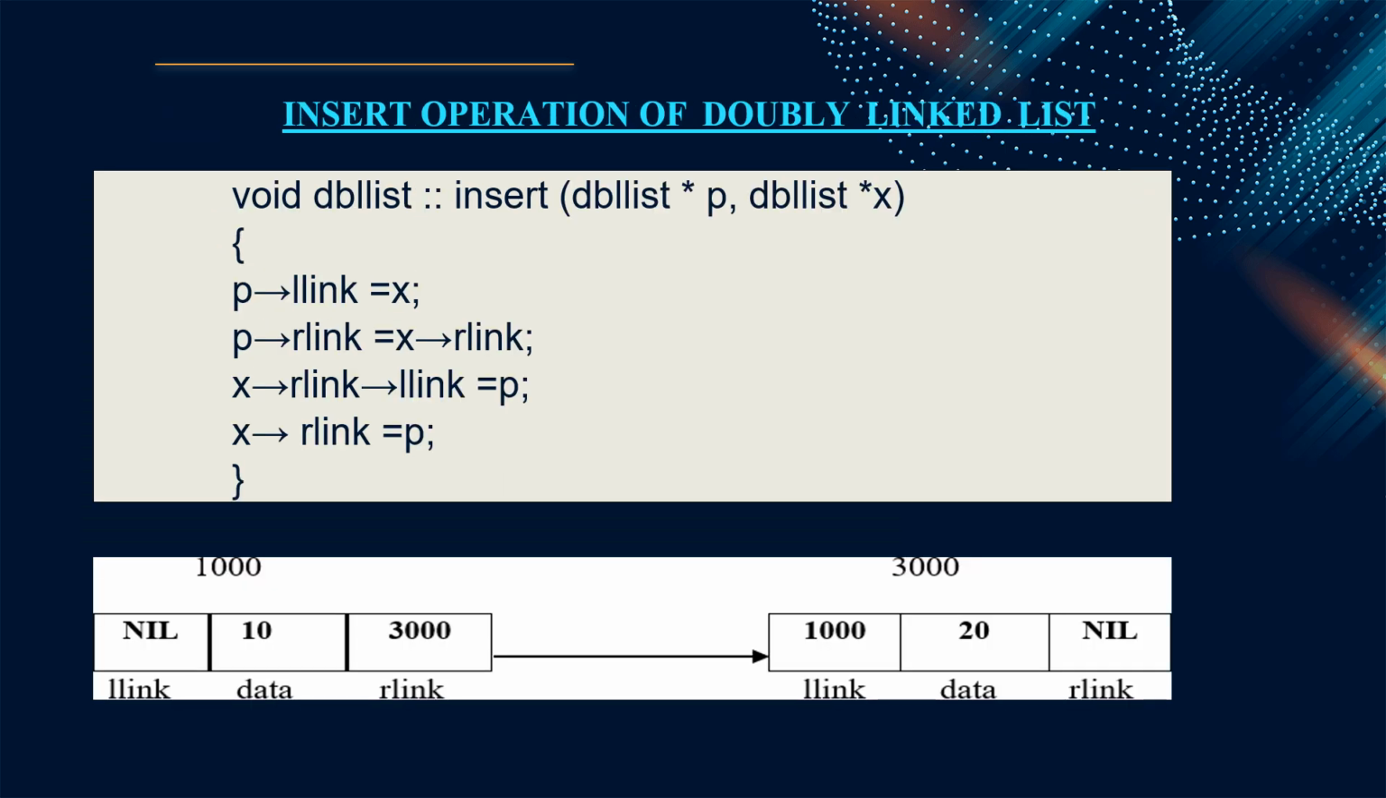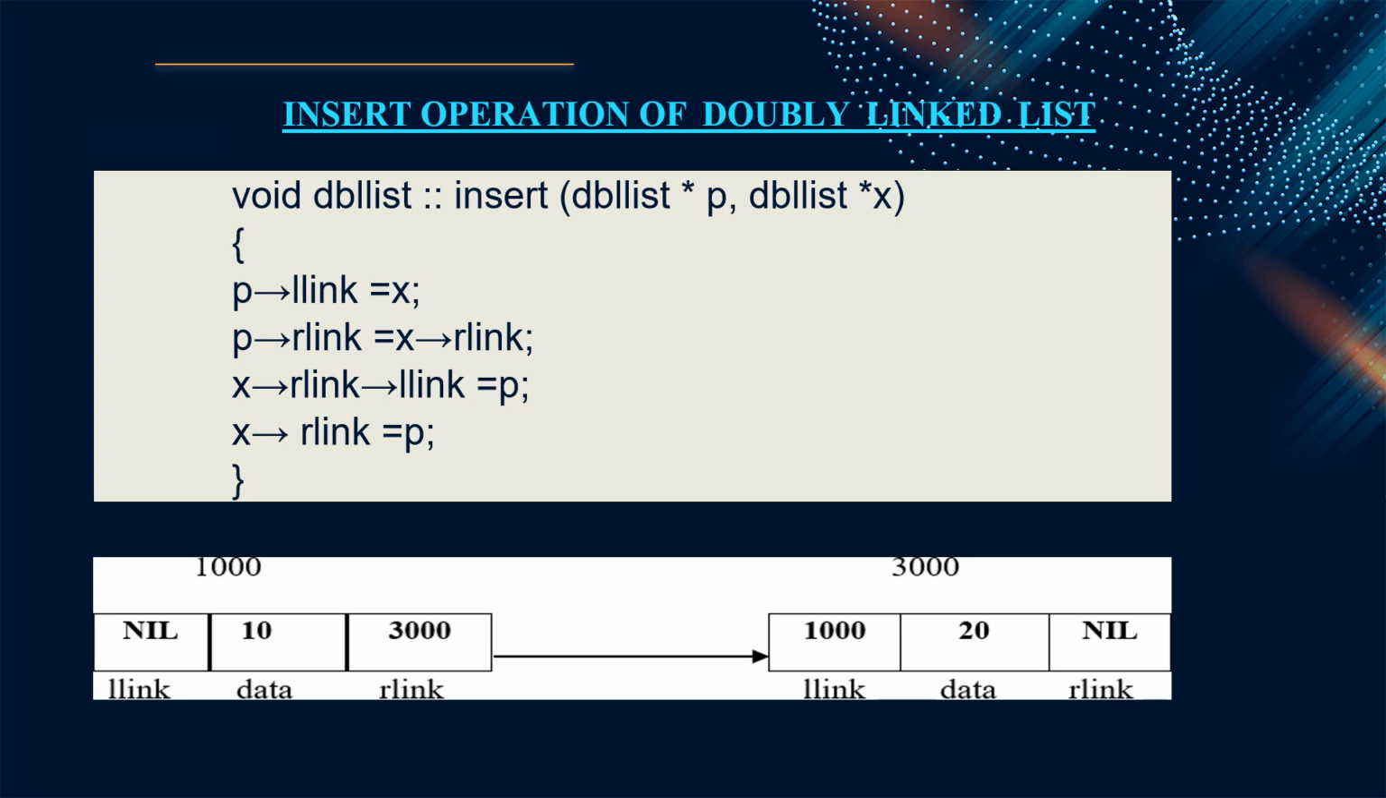Moving on to the insert operation. According to this block of code, we must be clear with the terms X and P. In this block of code, the new node is termed as P, which is going to be inserted after an existing node X. That is, node X is already existing. Let's break down these statements.